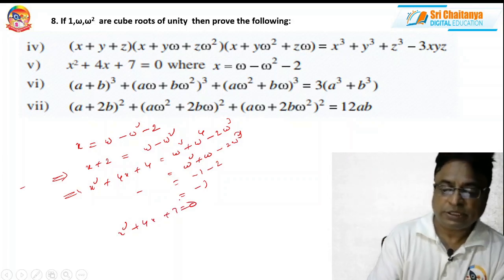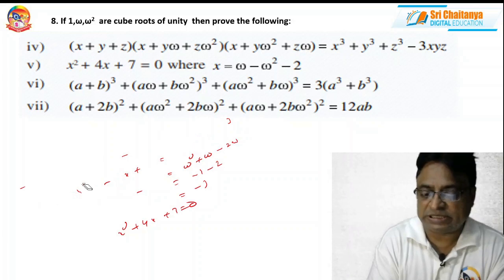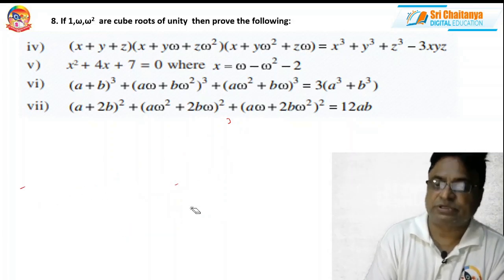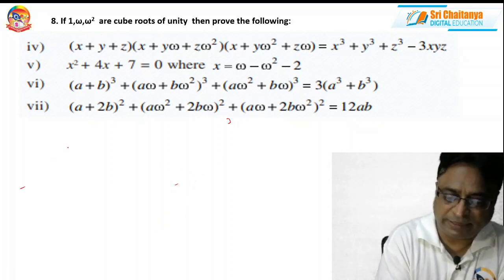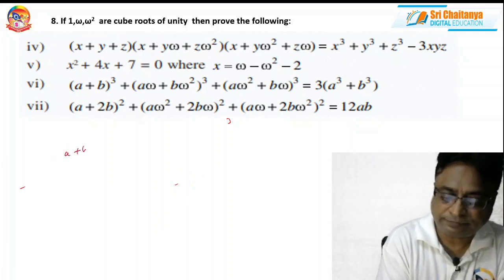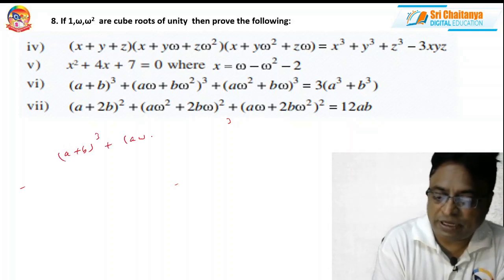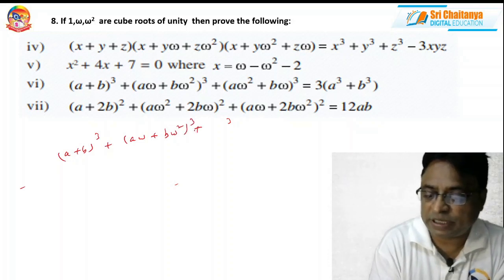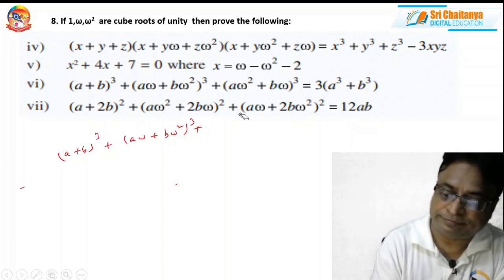I got it. Similarly, please learn problem number 6 as well as 7 by heart, because they are also very, very useful, just like the previous questions. And coming to the fourth problem, a plus b whole cube plus a omega plus b omega square whole cube plus a omega square plus b omega whole cube.